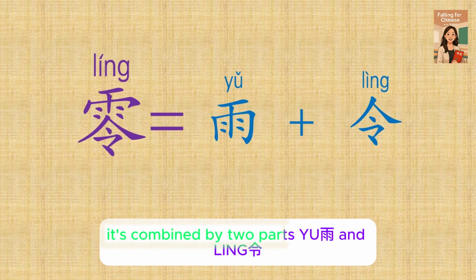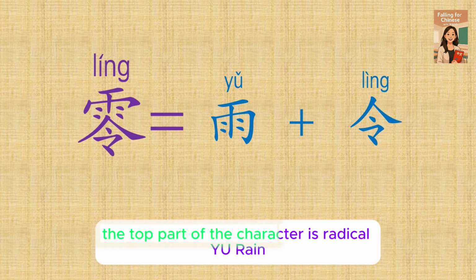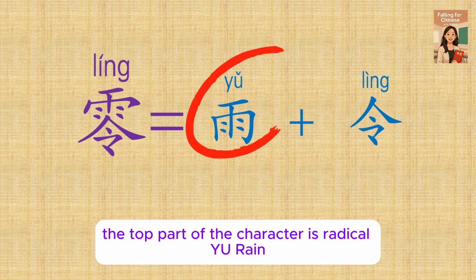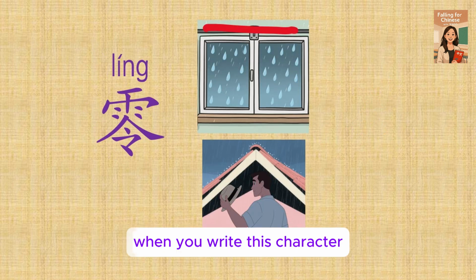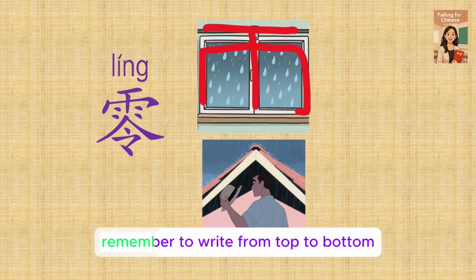It's combined by 2 parts, yu and ling. The top part of the character is the radical yu, rain. Ling is the phonetic part that gives the pronunciation. When you write this character, remember to write from top to bottom.